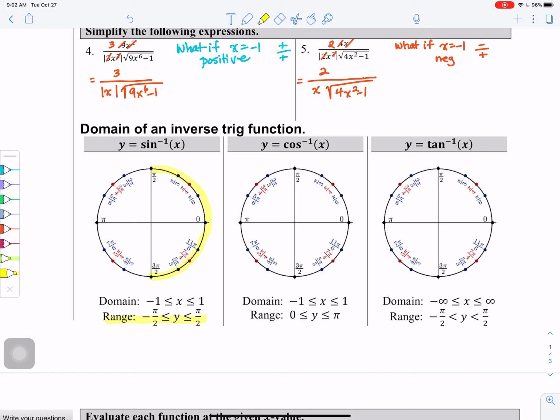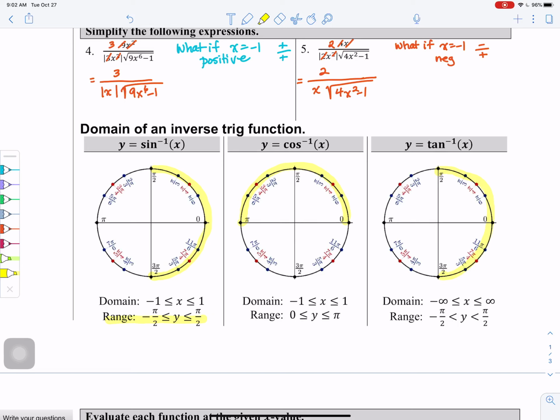Let's talk about the cosine inverse function. The y values, what you would give your answer for, would only be between 0 and pi, okay? Starting here and going all the way to pi. And finally, the tan inverse will be here from negative pi over 2 to pi over 2.